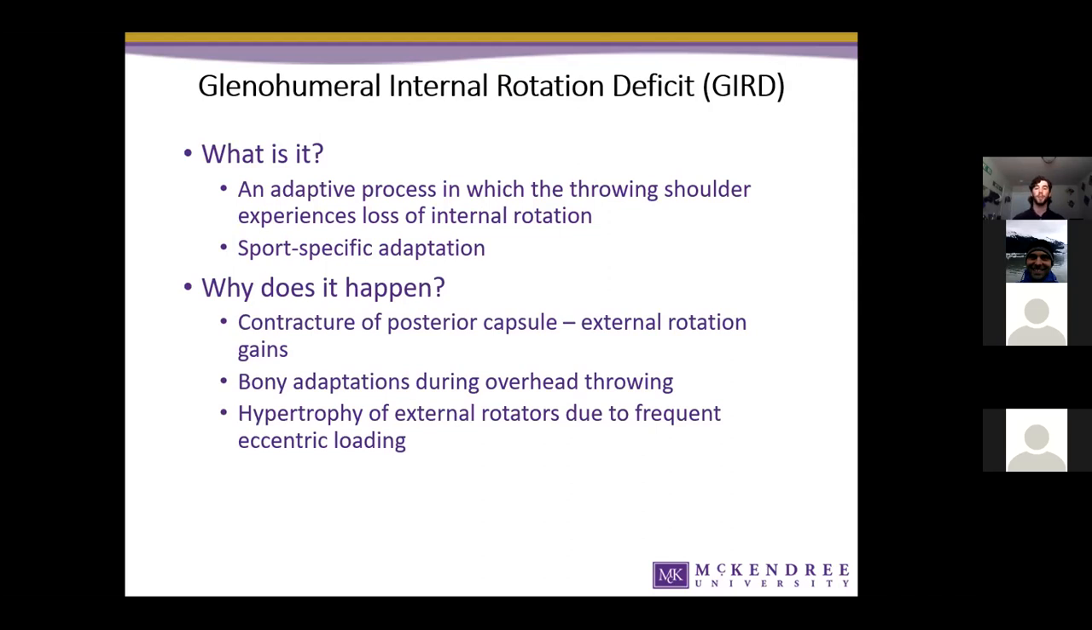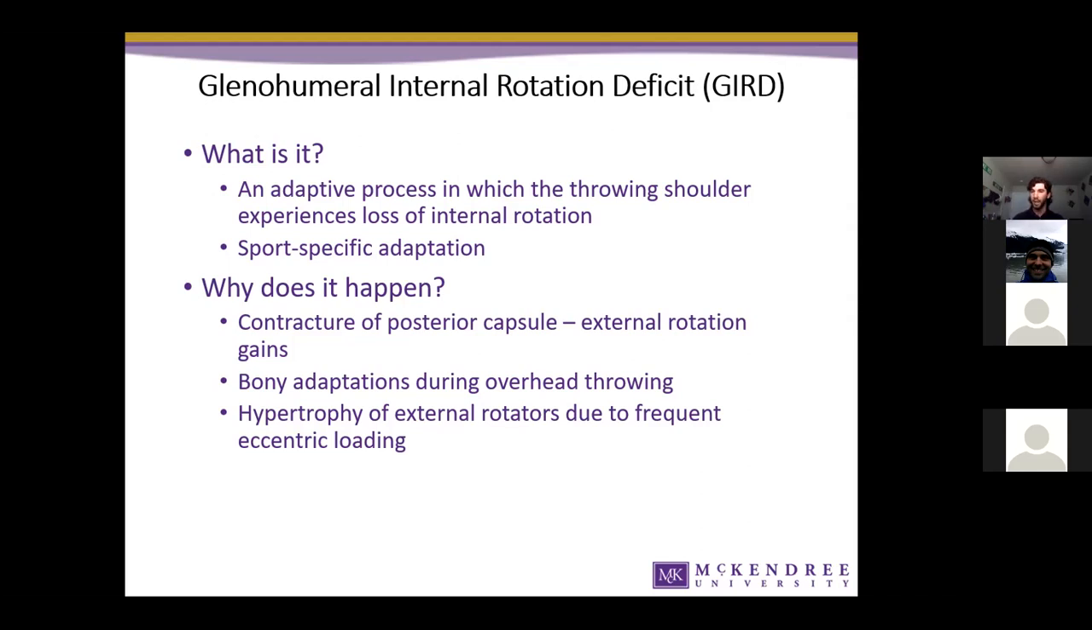The first is contracture of the posterior capsule, which is just the back of your shoulder. When you mobilize the back of your shoulder, you typically will get external rotation gains. When you get those external rotation gains, something has to give, which is typically the internal rotation of the shoulder.